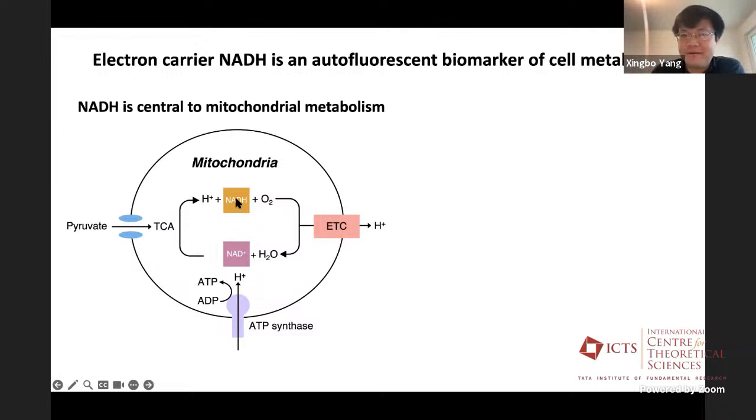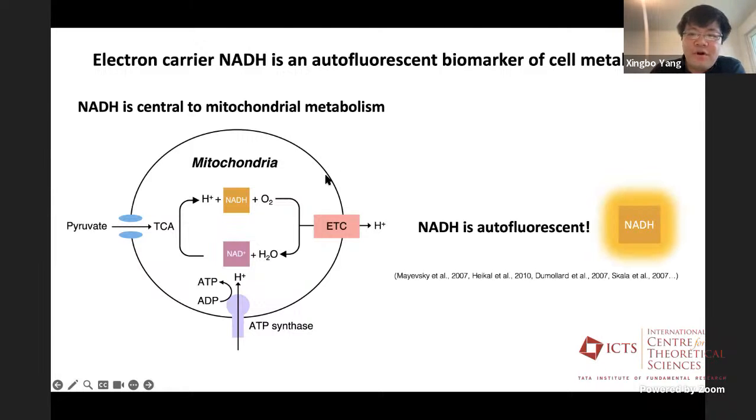You need to go back and become NADH. And there you use pathways, for example, like the Krebs cycle, or you can go through fatty acid oxidation, where you basically use nutrients to reduce NAD back to NADH, and then you complete the cycle. So NADH is central to mitochondrial metabolism. Moreover, it's autofluorescent, as I described before. That means you can just image it without any labeling. So it's a very convenient technique that you can do in any cells, and people have been doing that for quite a while.